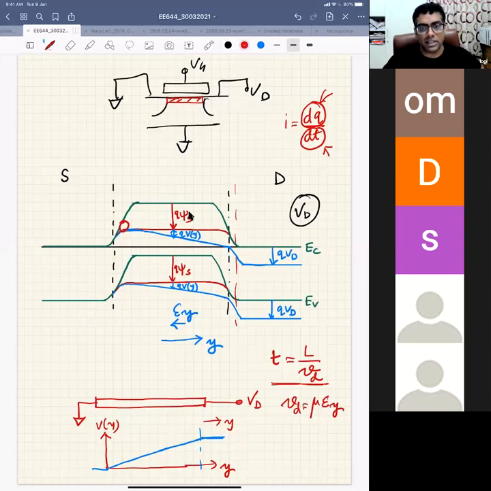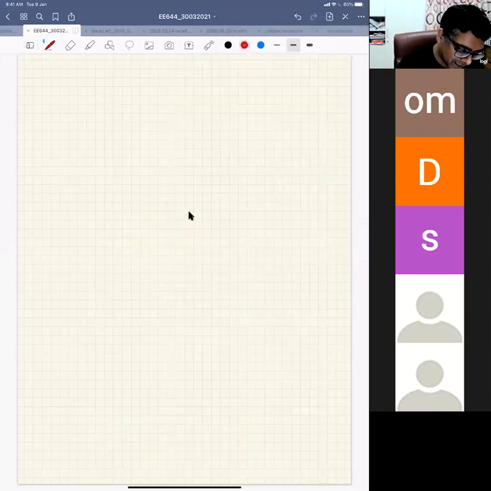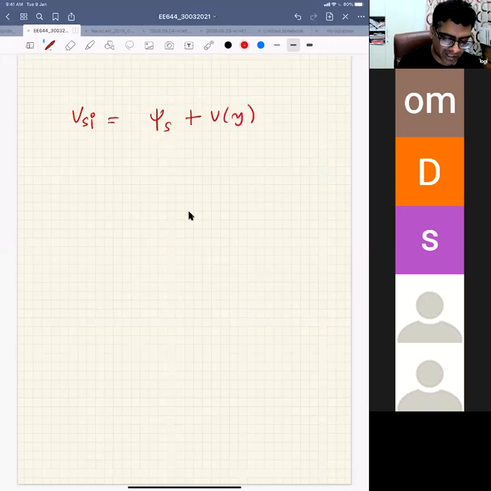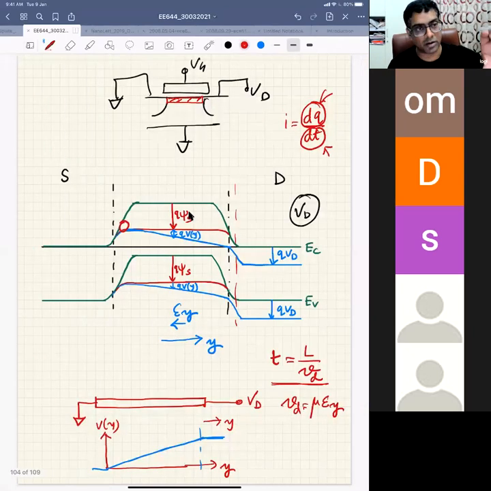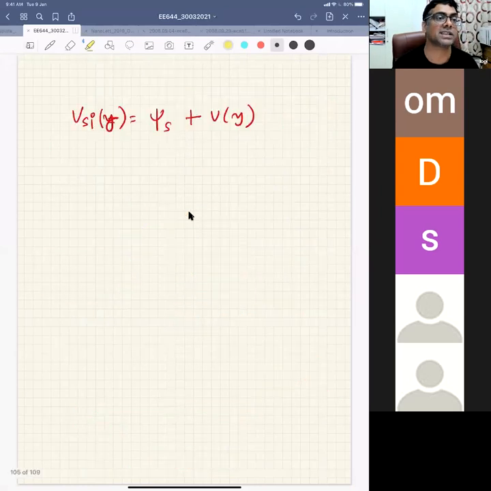Okay, so this is the band diagram. At any point, the potential drop in the silicon, VSi if I write, was psi s before, but now I have some Vy at any point. So if you look at the potential drop, it will change from source side to the drain side. The drop is nothing but q psi s plus q Vy, I mean, this is the energy. So if you look at the potential, it is psi s plus Vy.